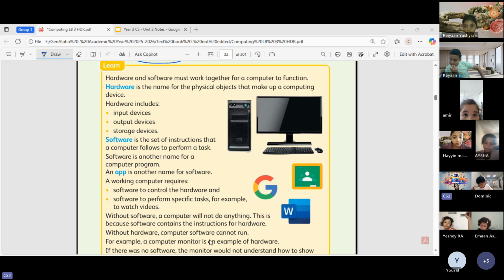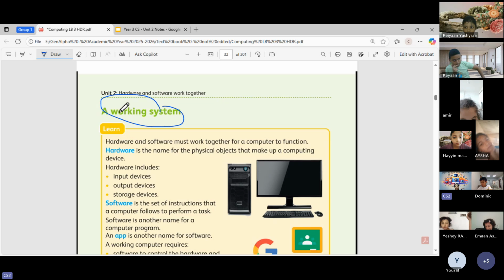Okay, Aisha, please listen here. The next is about a working system. We learned about what is hardware and what is software, right? Hardware is also important and software is also important because both are interrelated. Hardware and software must work together for a computer to function.